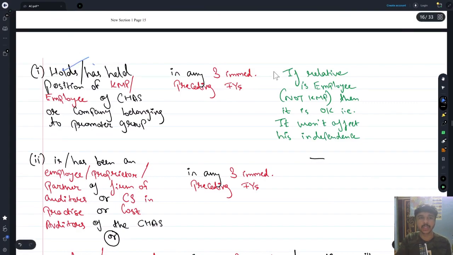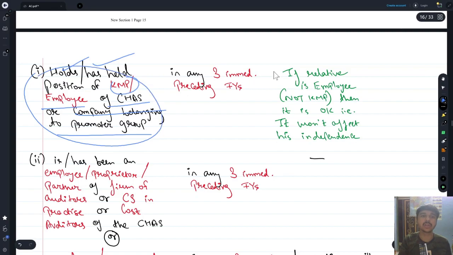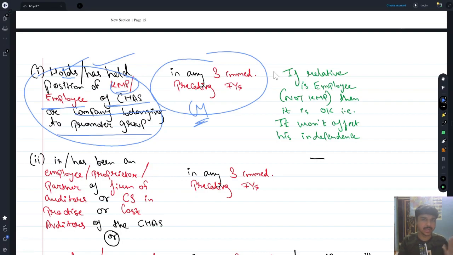You have held the position of KMP or employee of the CHAS, that is company, holding, associate, subsidiary, or company belonging to the promoter group. So if you or your relative held KMP or employee of CHAS in any of the three immediately preceding financial years, obviously in the current financial year, if you are KMP or employee, you are anyway not going to get appointed as independent director. But if in the last three immediately preceding financial years you were a KMP or employee of the CHAS, then bro, get out. You cannot be an independent director.